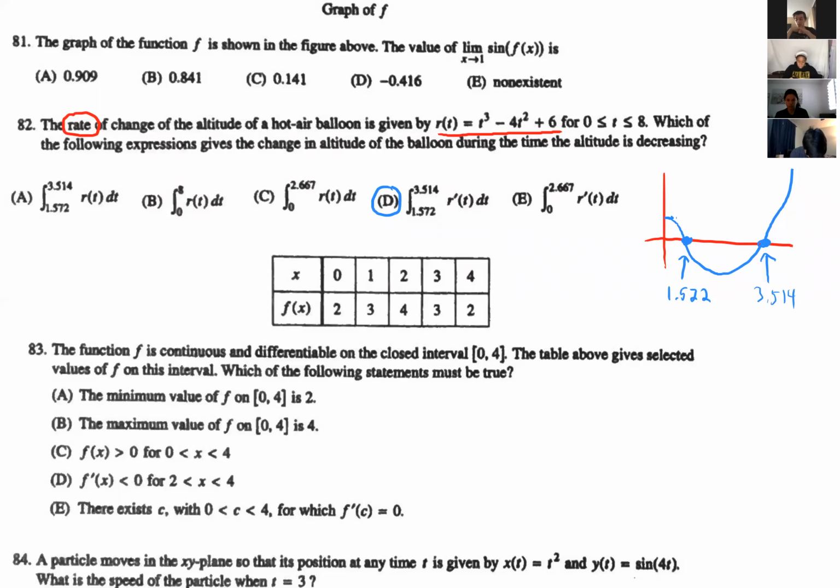Because again, the graph is describing a rate of change. So negative is when it's below the x-axis. So if you want to undo that rate of change when it's negative, you just take the integral from this point to this point. So from here to here.